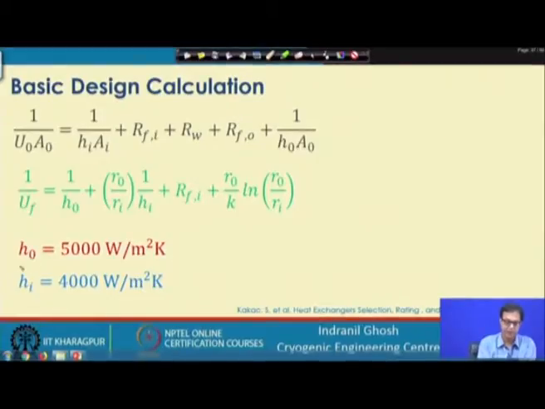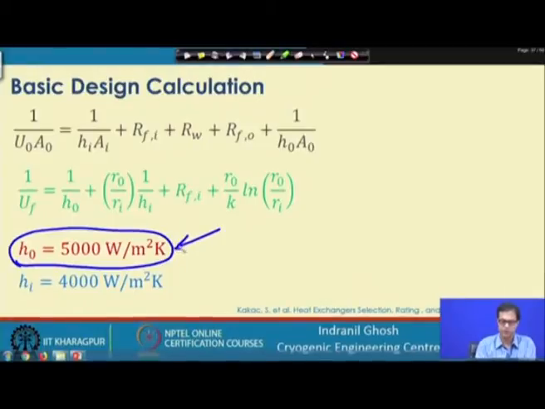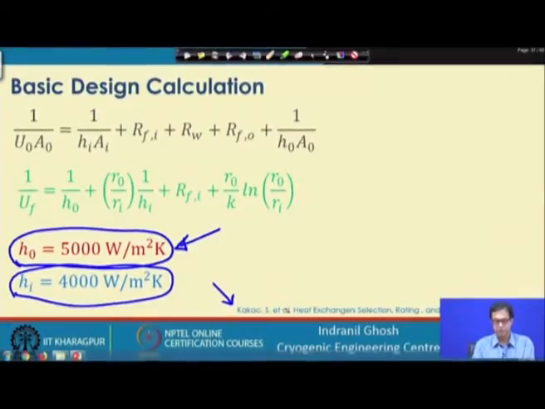And here we have taken a rough estimate of this shell side heat transfer coefficient to be 500 watt per meter square Kelvin, and we have taken the tube side as 4000 watt per meter square Kelvin. This has been taken from the heat exchanger selection by S. Kakac et al. So, they have given a chart of these values, which can be considered for different kinds of fluids and different kinds of heat exchanger configuration.